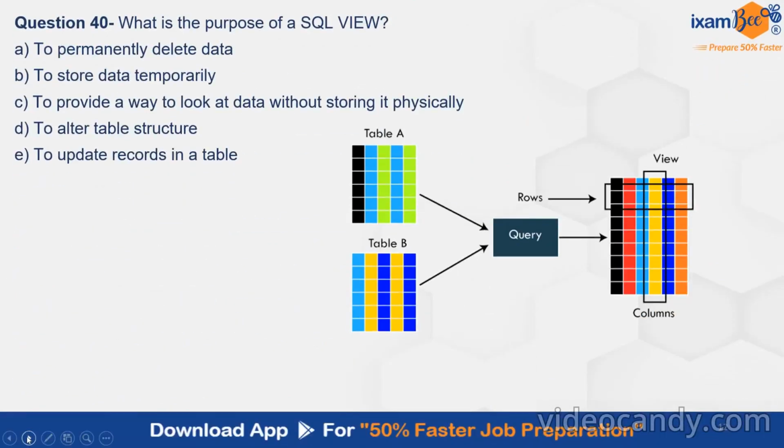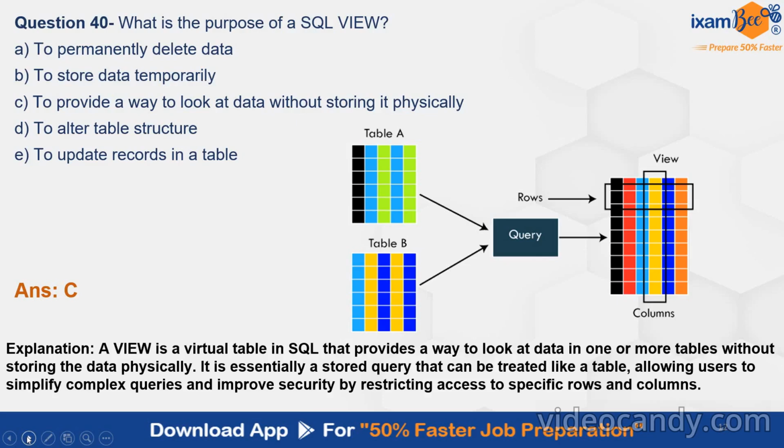Question number 40. What is the purpose of a SQL view? A. To permanently delete data. B. To store data temporarily. C. To provide a way to look at data without storing it physically. D. To alter data table structure. E. To update records in a table. And the correct answer is C. To provide a way to look at data without storing it physically.